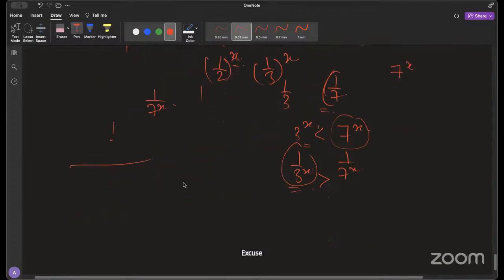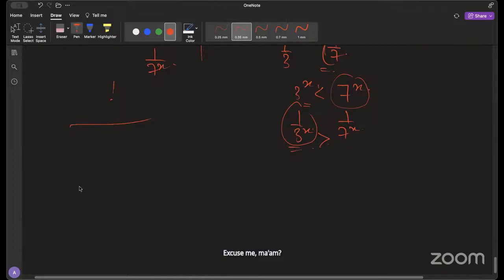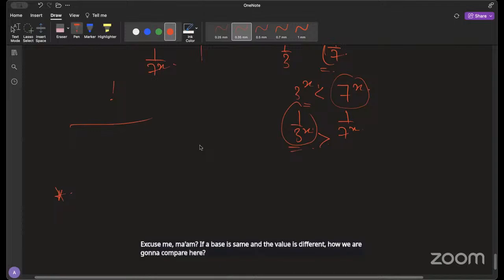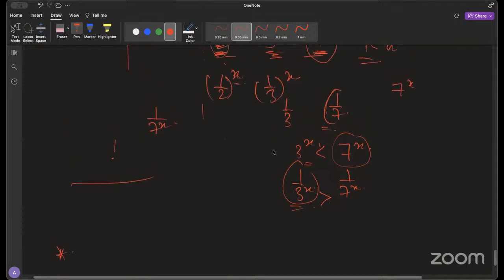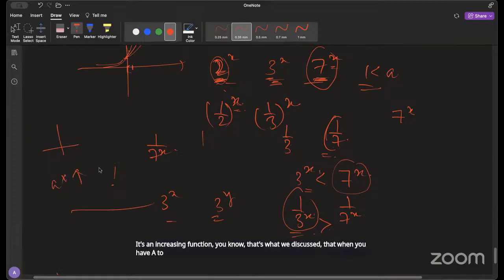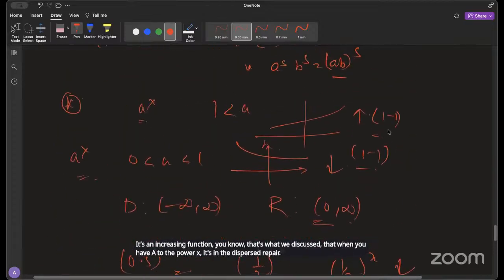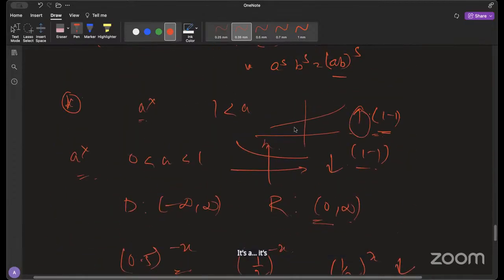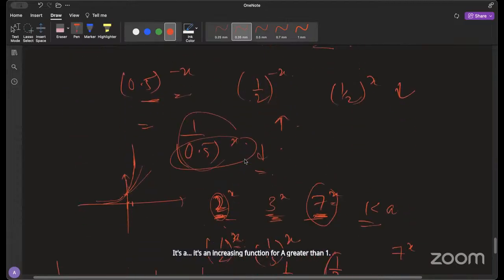Excuse me, ma'am. If the base is the same and the value is different, how are we going to compare here? Yes. Are you talking about this 3 raised to the power thing compared to this? Yes, ma'am. It's an increasing function. That's what we discussed: when you have a to the power x, it's an increasing function for a greater than 1.